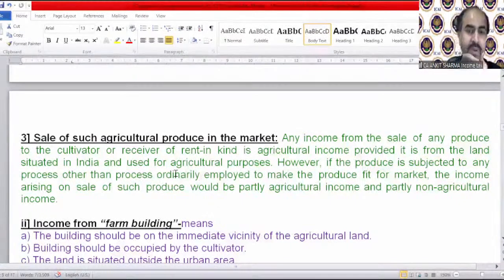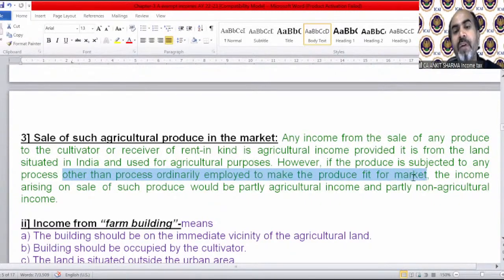Relax. Any income from the sale of any produce by the cultivator or receiver of rent in kind is agricultural income, provided it is from land situated in India. We already knew it. And used for agricultural purpose, of course. It says now, however, if the produce is subject to any process other than that ordinarily employed to make the produce fit for market. So if you are doing any ordinary activity, that will be treated as agricultural activity. But if you are doing any activity to make the product fit for market, but that is not the ordinary activity.